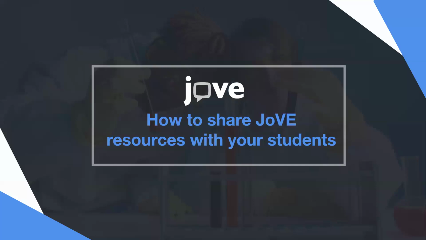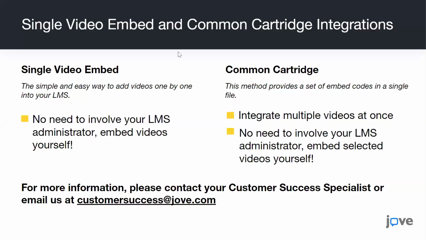Now, once you're in, how does one share these resources with your students? There are 2 ways to do it. One is a single video embed, and second is a common cartridge. Now, what is the difference between these two? Single video embeds are basically inserting just one video at a time into your learning management system. So you can insert it into a new page, or you can simply insert it into an existing course page of yours. So that is how single video embeds typically work.